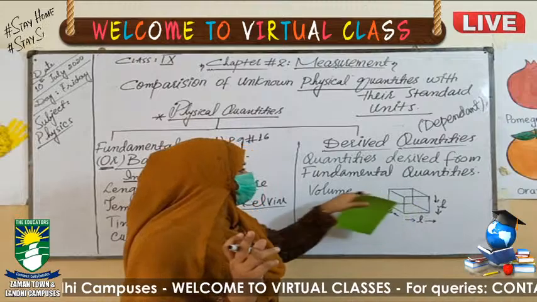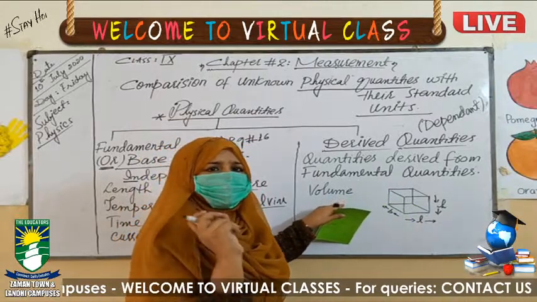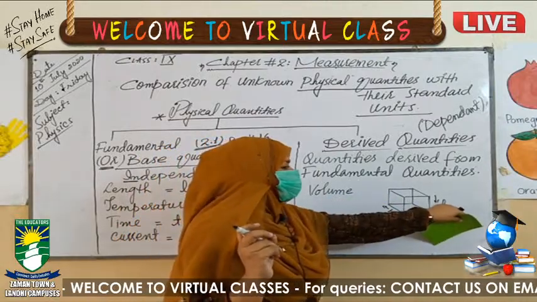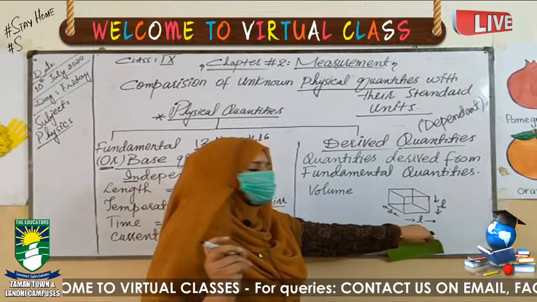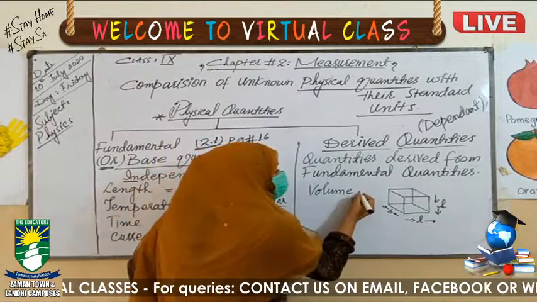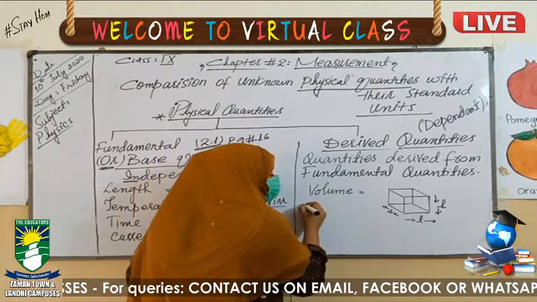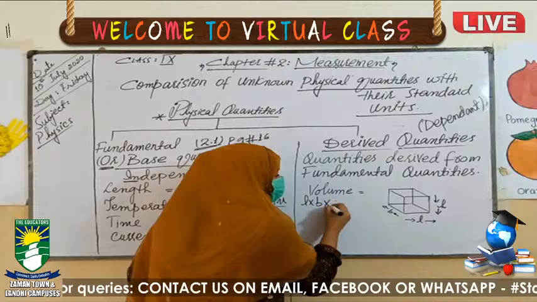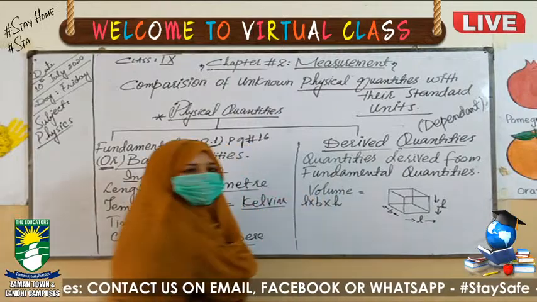When we have to calculate the volume, we must know the height of this box, the length of this box, and the breadth of this box. These all will be multiplied. So volume is equal to the product of length, breadth and height. Then we will have the volume.